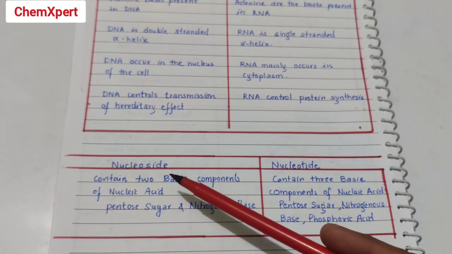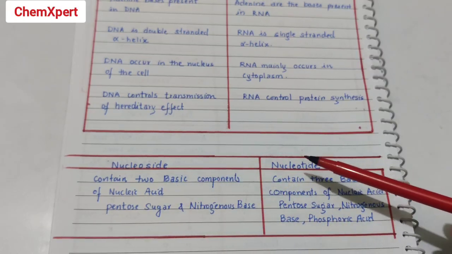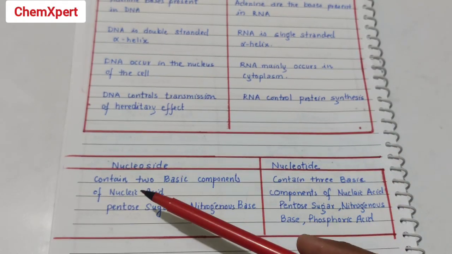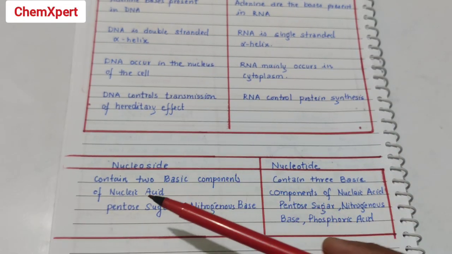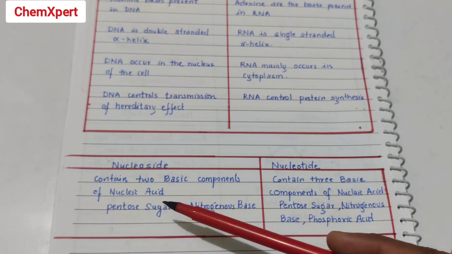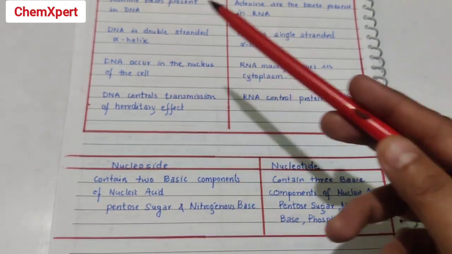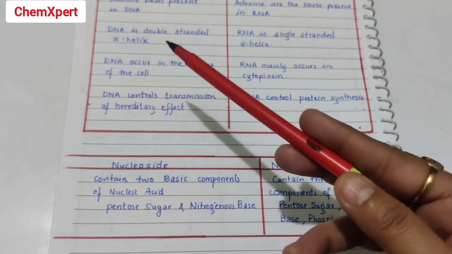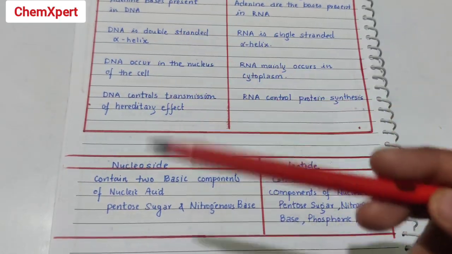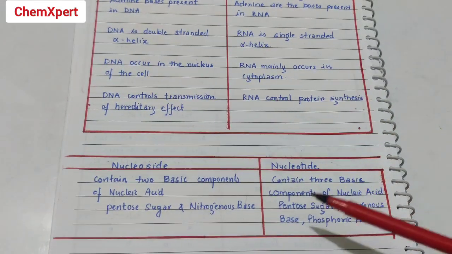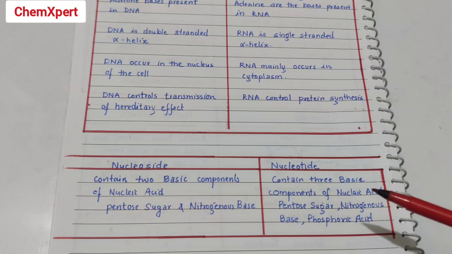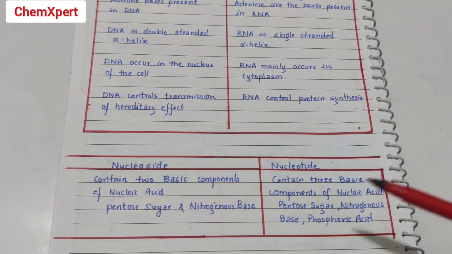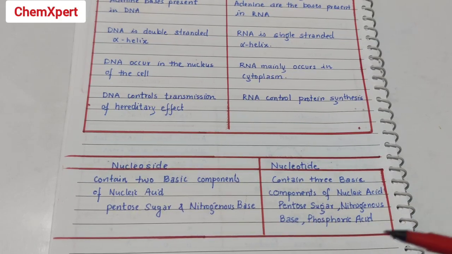Then the next difference is between nucleoside and nucleotide. Nucleoside contains two basic components of nucleic acid: a pentose sugar and a nitrogenous base. The bases are all the same, that is cytosine, guanine, adenine, thymine and uracil. Whereas nucleotide contains three basic components of nucleic acid: pentose, nitrogenous base and phosphoric acid.